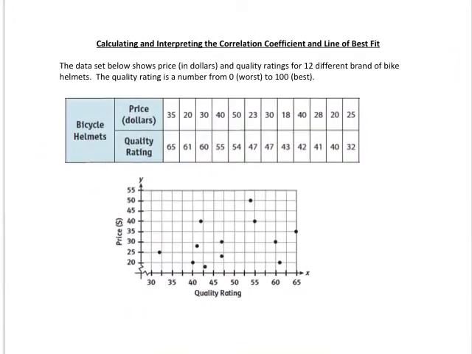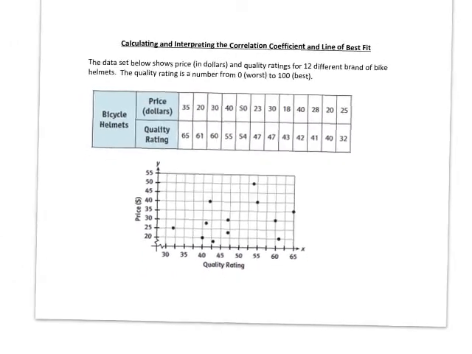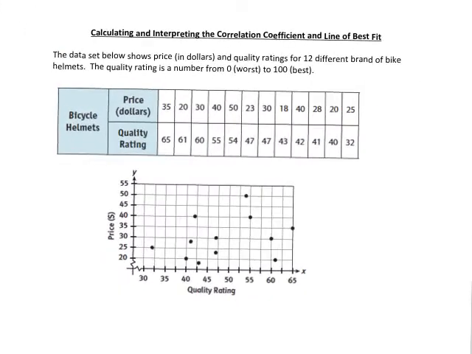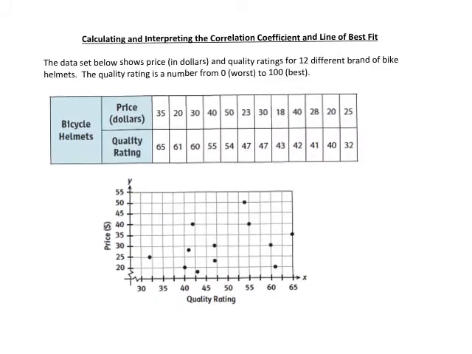Okay, so we have this data set, and we want to look at some different information. We have bicycle helmets, we have the price in dollars, and we have the quality rating. So I'm going to freeze this on the screen.